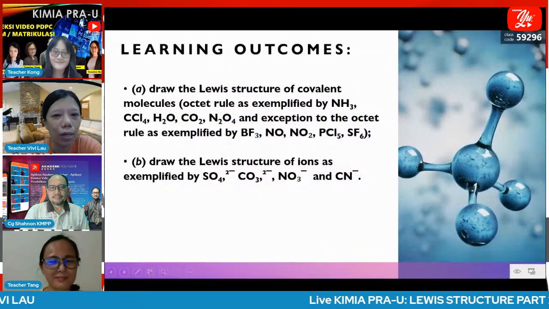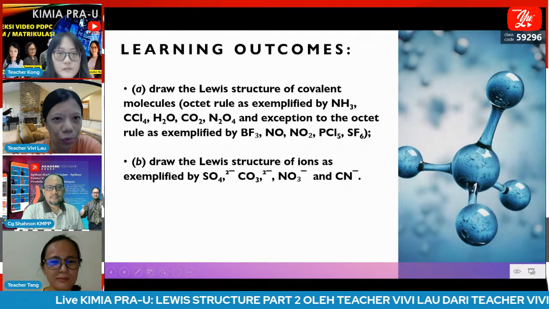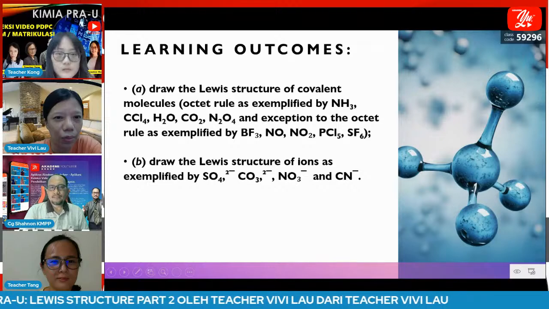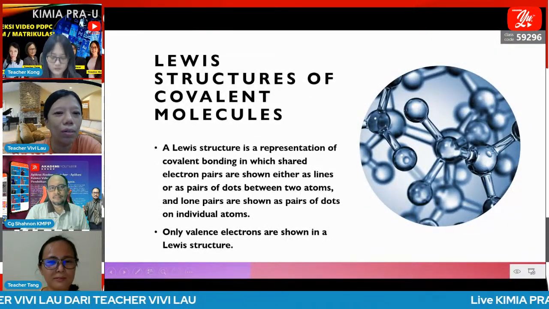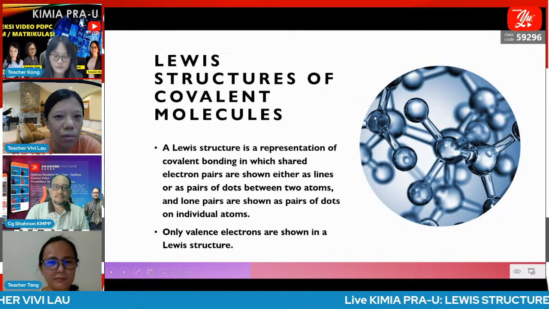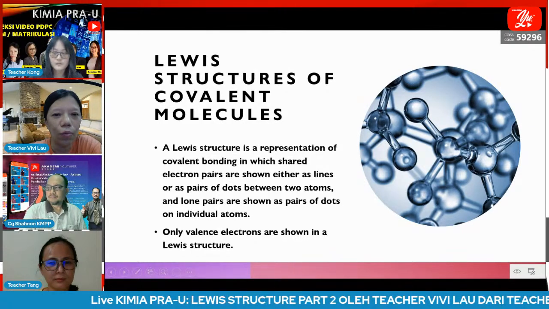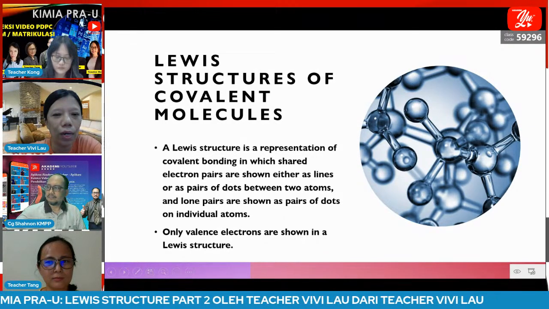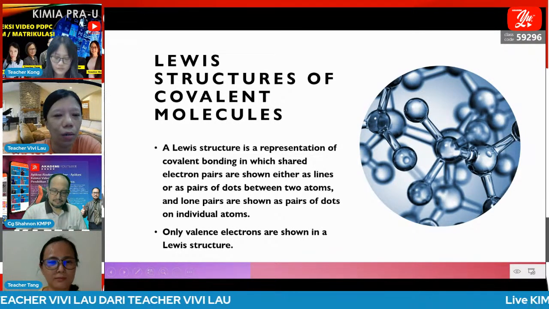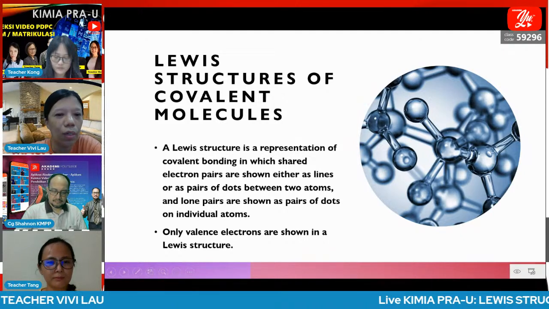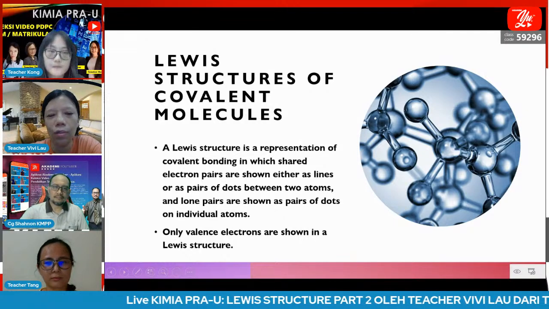Okay, so the learning outcome for today is that we have to know how to draw the Lewis structure of covalent molecules and ions. First we look at the definition of Lewis structures. A Lewis structure is a representation of covalent bonding in which shared electron pairs are shown either as lines or as pairs of dots between two atoms, and lone pairs are shown as pairs of dots on individual atoms. Only valence electrons are shown in a Lewis structure.